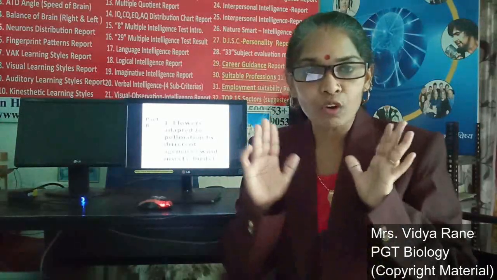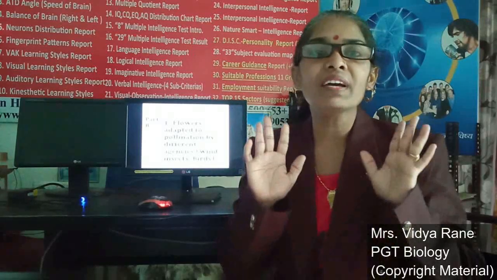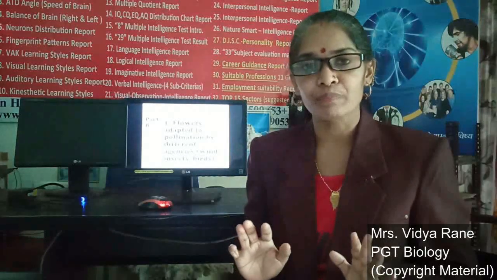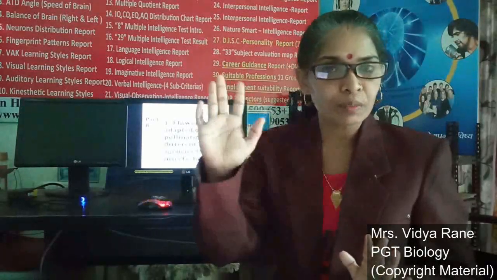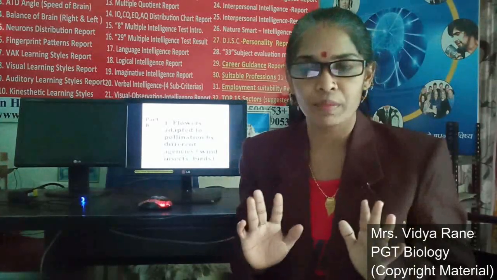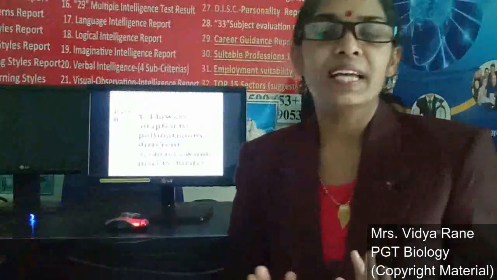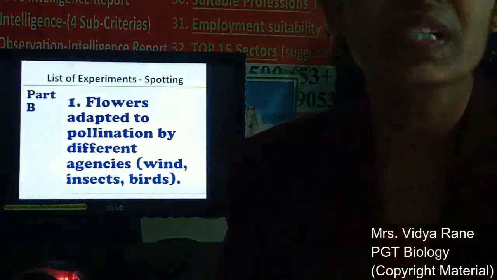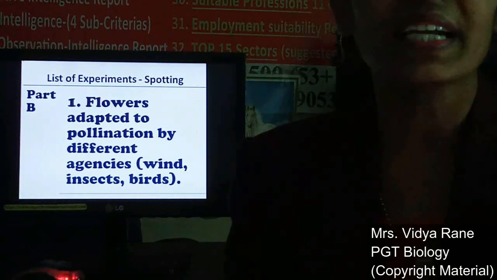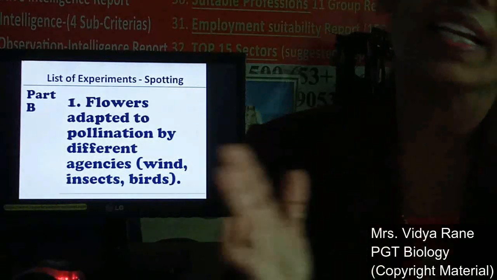And based on this full part B experiments, a 7 marks spotting question will be asked in the practical exam. So this part B of the experiments carries a total of 7 marks. Now, your experiment number 1 is that you are going to study the flowers' adaptation. The flowers are adapted for pollination according to their agents.